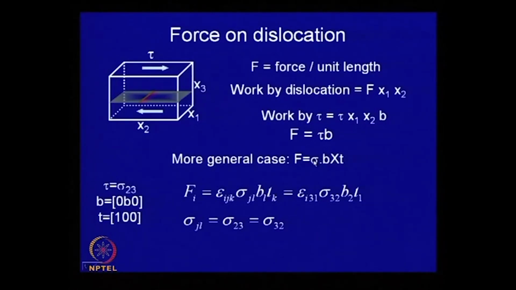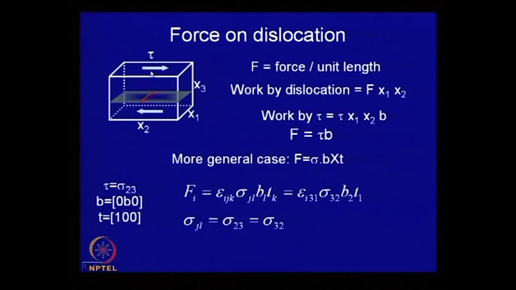So, the force is equal to sigma dot B. It is a vector, although it is a dot product, because it is a dot product with the state of stress which is a second rank tensor, and therefore this is also a vector. Then you take a cross product with the dislocation direction. So, this is the force acting on the dislocation.